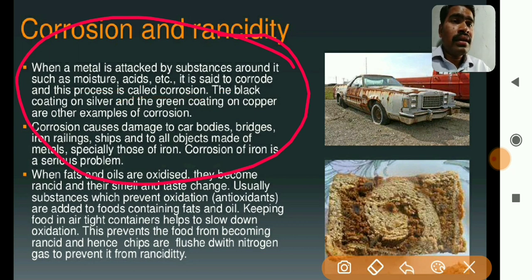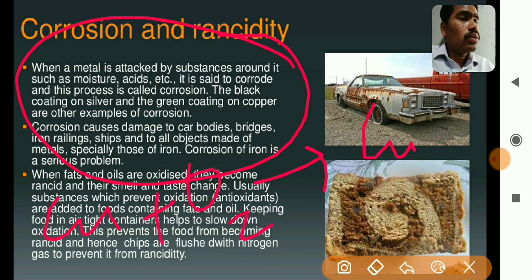So the black coating on silver and the green coating on copper are other examples of corrosion. Now if you see the copper, it is getting converted into black. If you heat the copper, it combines with the oxygen, and a black coating of copper oxide is formed on the copper surface. So that is nothing but oxidation, or it can also be called corrosion. The black coating on silver and the green coating on copper are also examples of corrosion.